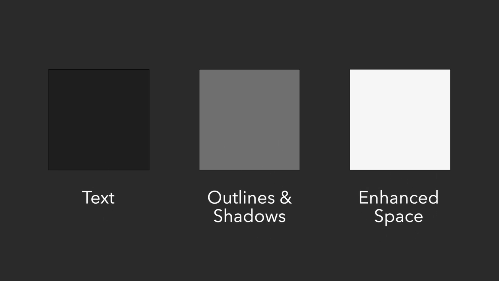Also, neutral colors, which are black, white, and grays, can be used in conjunction with the 60-30-10 rule. These are considered more universal colors that complement other color schemes without clashing, and are typically used for text, outlines, and shadows, and to enhance space and clarity. I don't consider them in the 60-30-10 percentages.